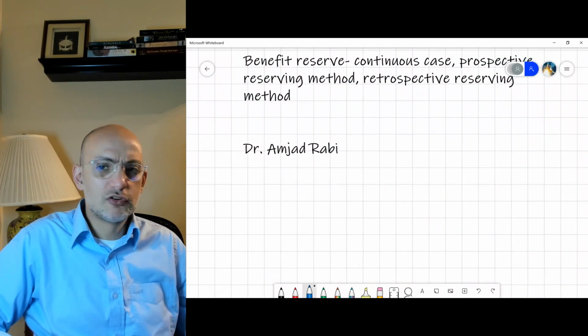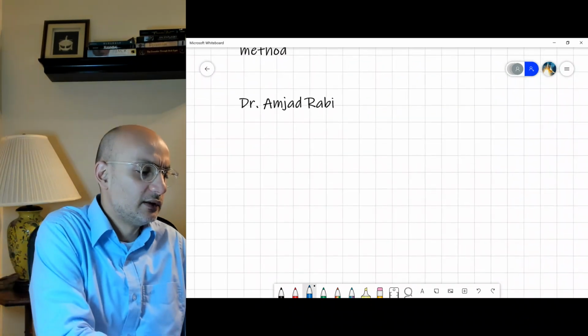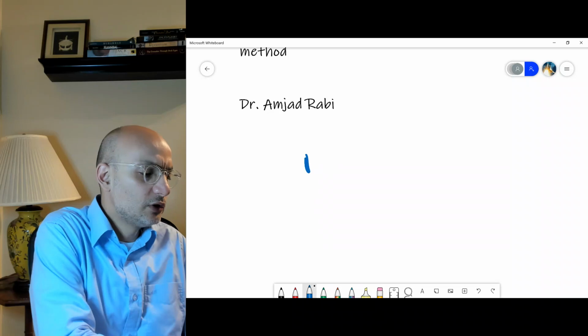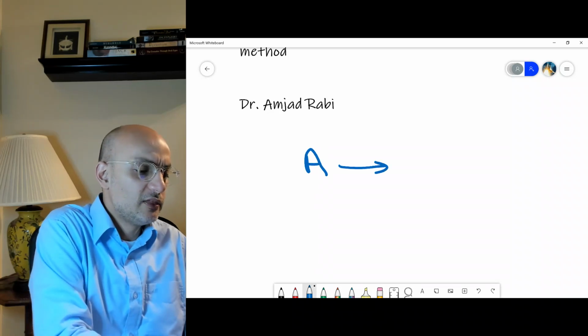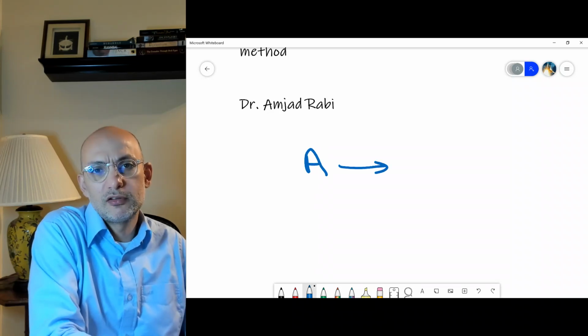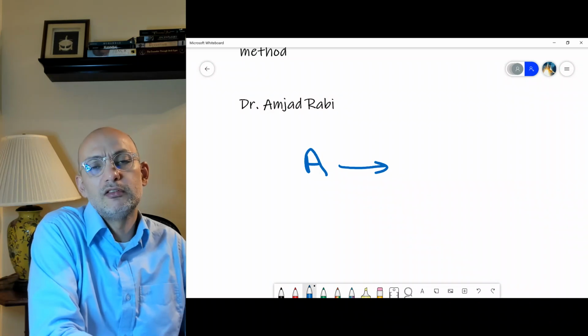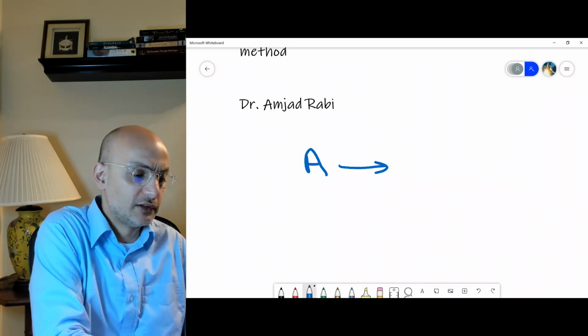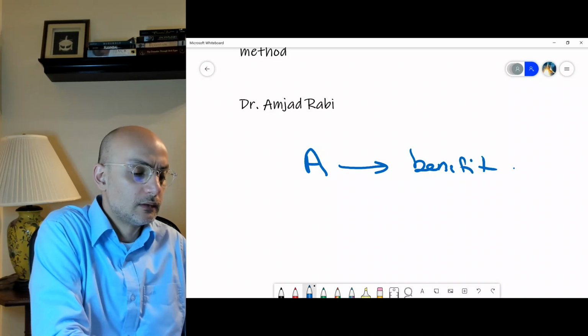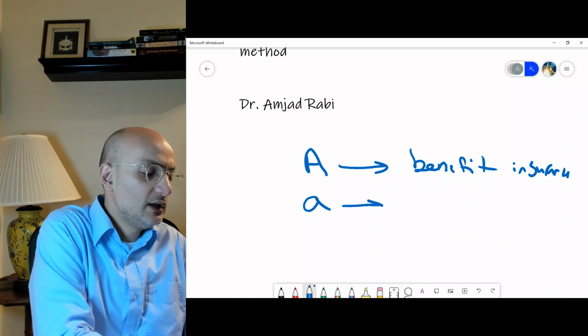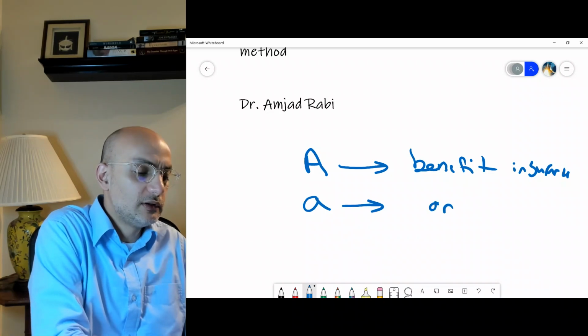If you recall what we have done so far in this course, we looked at capital A. And for A, the question we tried to answer is: what is the value of benefit insurance? And then we looked at small a, which is the annuity.